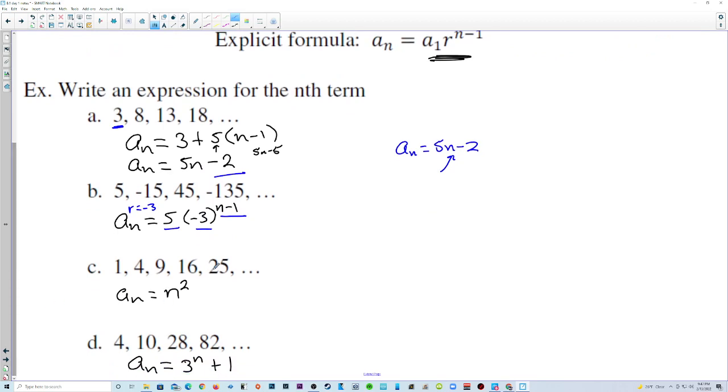These are the perfect squares here, 1, 4, 9, 16, 25. And in letter D, these are one more than the power of 3. So 3 plus 1 is 4, 9 plus 1 is 10, 3 to the third is 27, plus 1 is 28, and so on.